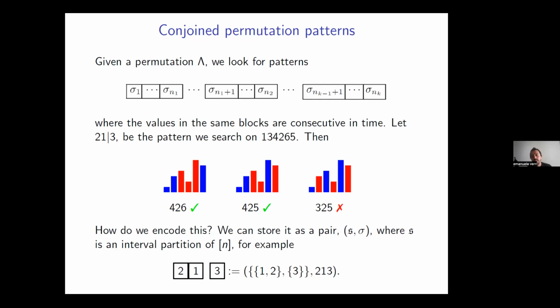And the idea was, first, how to encode this? Well, the most natural way for us was to store it as a pair, where sigma is a permutation and S is an interval partition of the numbers from 1 to n. And so thinking about how to encode this, we also decided to take a closer look at interval partitions from a combinatorial and an algebraic point of view. So before introducing the Hopf algebra on this type of patterns, I will be speaking about a new Hopf algebra we introduced on interval partitions.